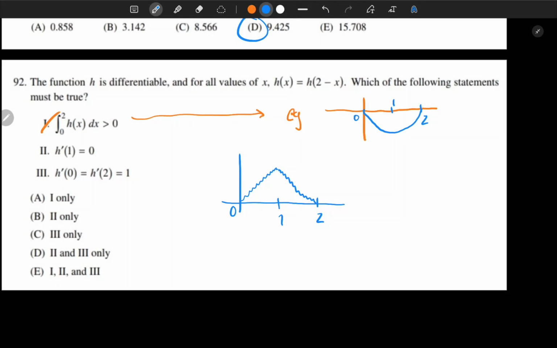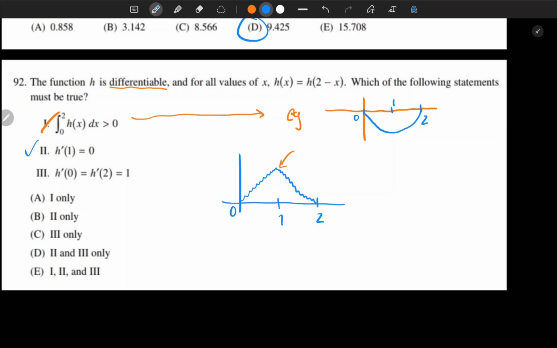Now, we could say, what if the derivative were not defined here? But we are given that the function h is differentiable, so the derivative has to be defined. And because we're going in one direction and then we swap and go in the opposite direction, we see that the derivative at 1 has to be 0. So this is in fact correct.